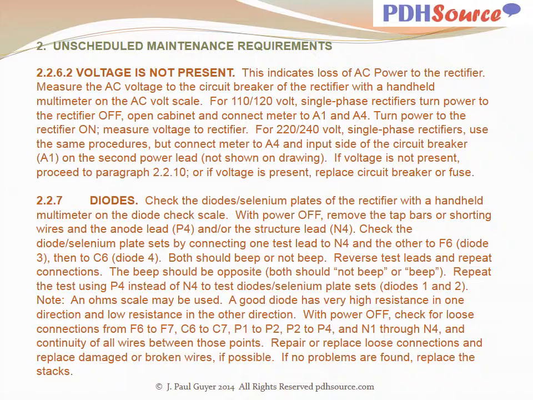Repeat the test using P4 instead of N4 to test the diodes or selenium plate sets, diodes 1 and 2. Note that an ohm scale must be used. A good diode has very high resistance in one direction and low resistance in the other direction. With power off, check for loose connections from F6 to F7, C6 to C7, P1 to P2, P2 to P4, and N1 through N4, and the continuity of all wires between those points. Repair or replace loose connections and replace damaged or broken wires if possible. If no problems are found, replace the stacks.